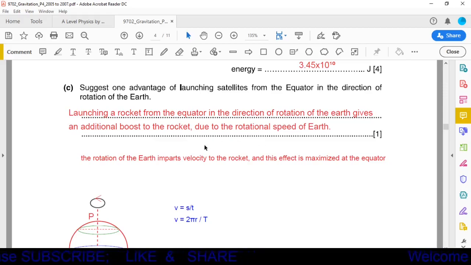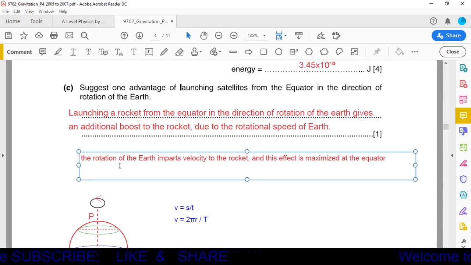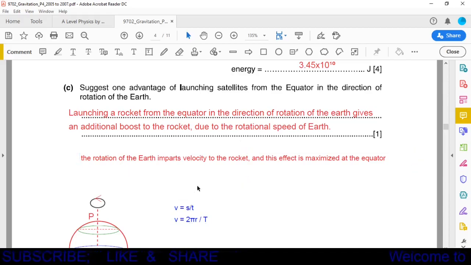What is the reason for this boost? The rotation of Earth imparts velocity to the rocket, and this effect is maximized at the equator. Okay.